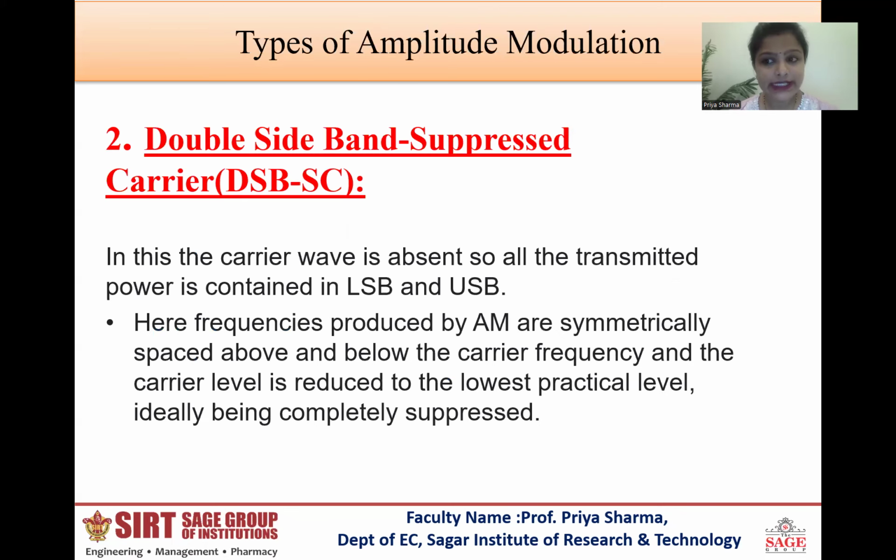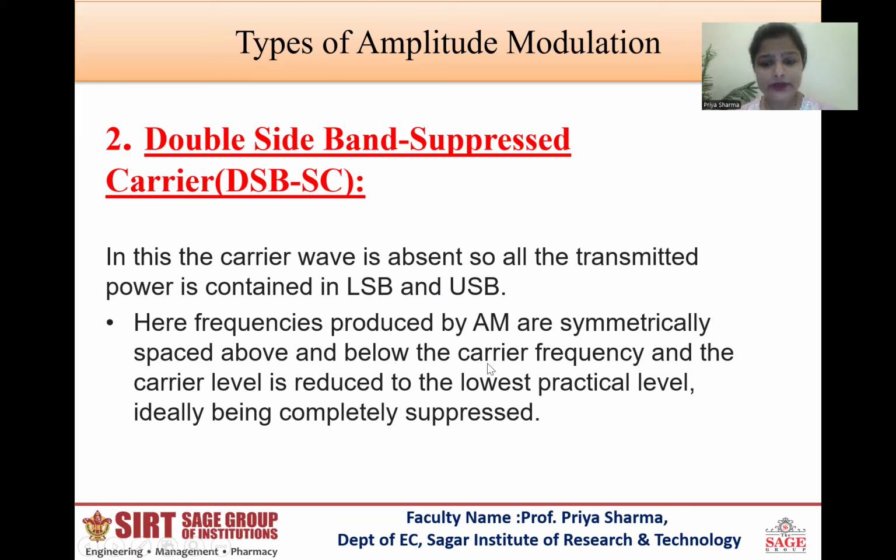Now coming to the second type of amplitude modulation, which is double sideband with suppressed carrier. As I have already told you, the carrier does not carry any information. So transmitting it on the frequency spectrum is a limitation. If we suppress the carrier, no information is lost. So here the carrier wave is absent. All the transmitted power is contained in the lower sideband and the upper sideband only. So only two sidebands are transmitted.